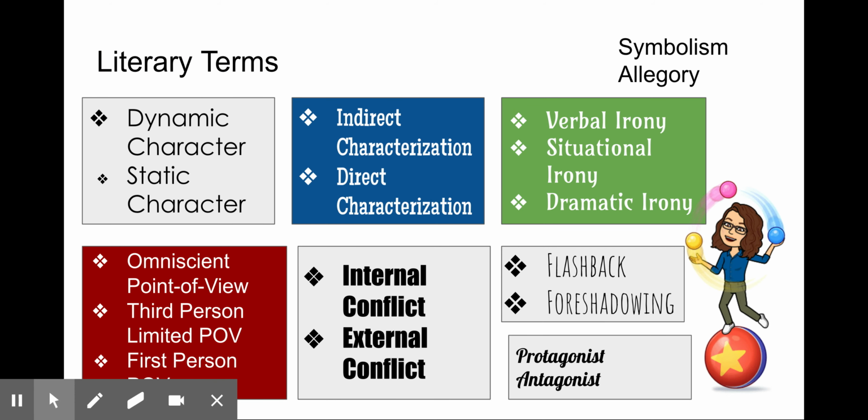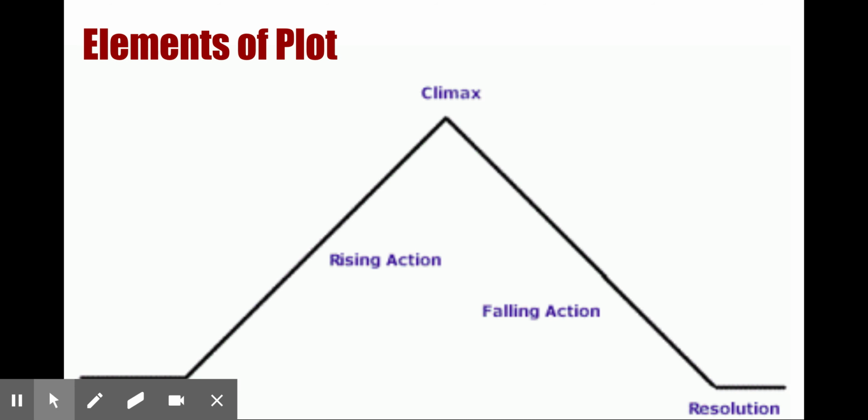Okay, literary terms. This one, please look at all these things in your composition notebook. These are on the test. So if you want to, just pause this video, write these down and put them in your composition notebook. Cool.